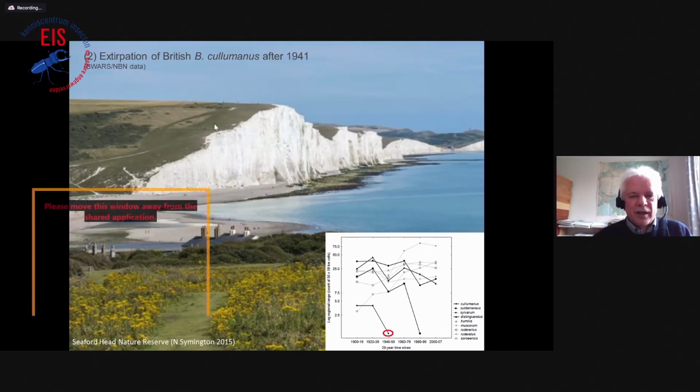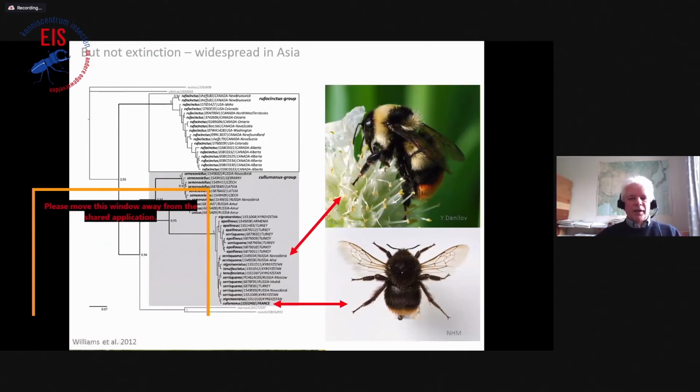Its last known site is the grasslands around Seaford on the south coast. But it turns out from the genes that this is likely to be part of a very widespread species that includes various yellow and white banded bees from Central Asia and Mongolia.